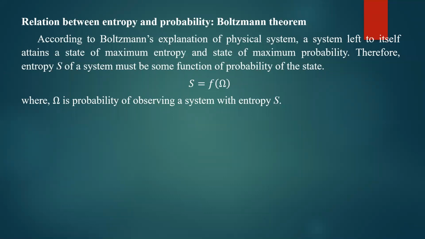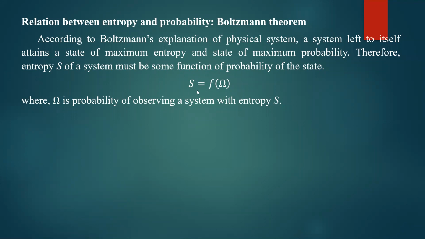What do you mean by maximum probability? It can be found in different states. Minimum probability means the completely ordered state, where only one perfect state is there. Maximum probability means the system can be found in many different states. Therefore, the entropy S of the system must be some function of probability. It must be related to probability, because it is observed that when entropy increases, the thermodynamic probability also increases. Because of that, entropy is a function of the thermodynamic probability.